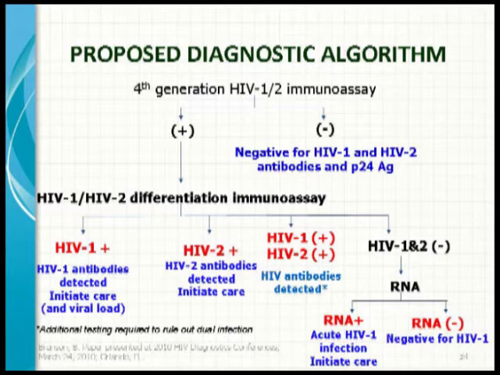If it's positive, then we know they're in the acute phase of the infection, because they had a 4th generation positive, the immunoassay is negative, and they're RNA positive, and that's your acute infection. This is the most important test, this HIV-1/2 differentiation assay. It's a rapid test, 15-minute turnaround.